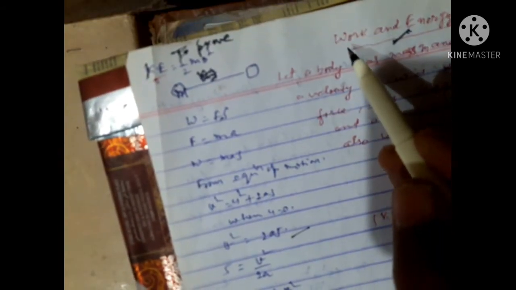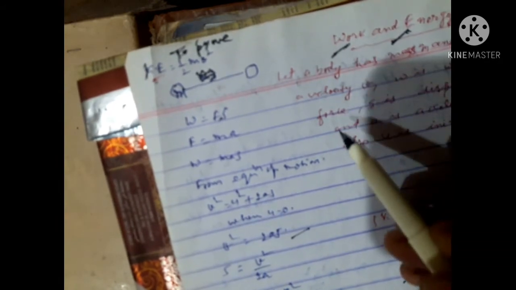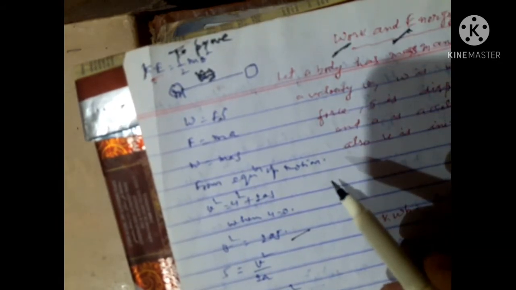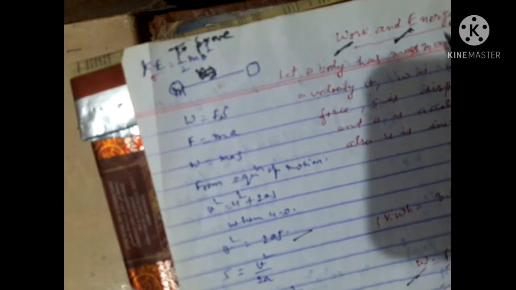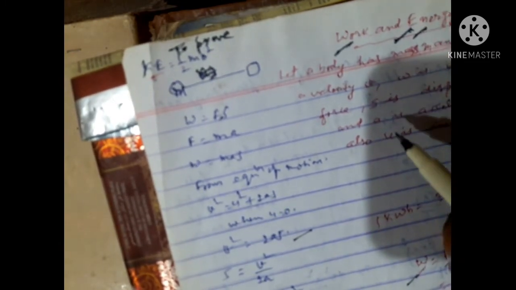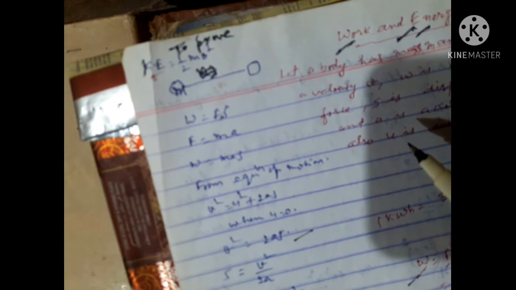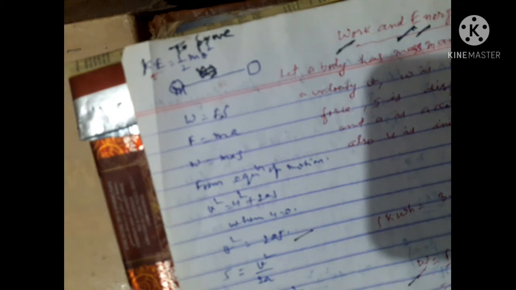Now about work. What is work? Work is said to be done when an object moves in the direction of the applied force. Energy. What is energy? The capacity to do work is known as energy. And here energy has two types, kinetic energy and potential energy.